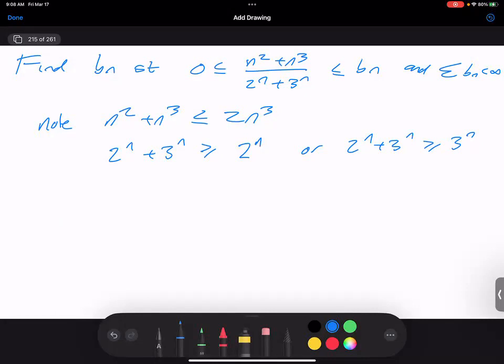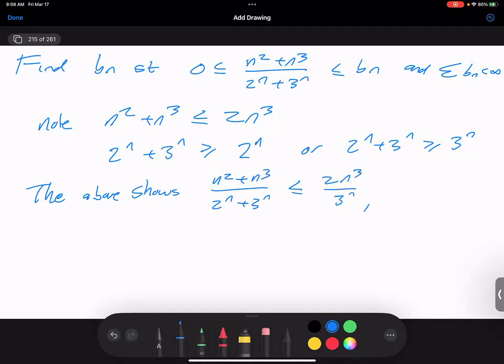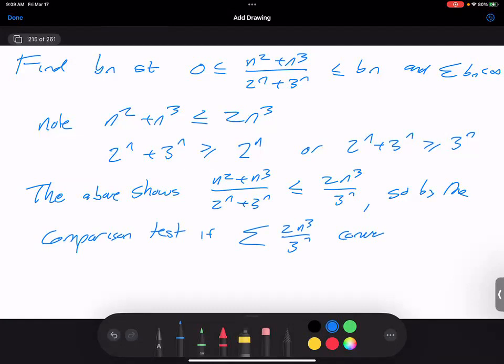So what we notice, the above shows, n squared plus n cubed over 2 to the n plus 3 to the n is less than or equal to 2n cubed over 3 to the n. So by the comparison test, if the sum of 2n cubed over 3 to the n converges, so too does the original series.